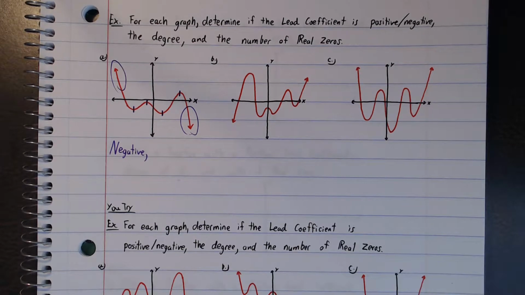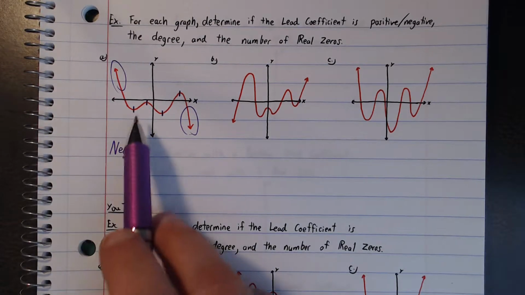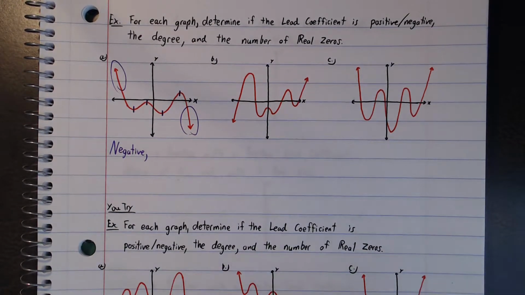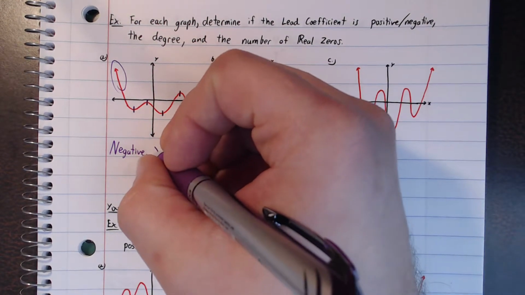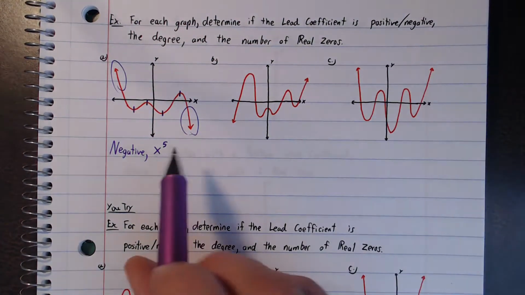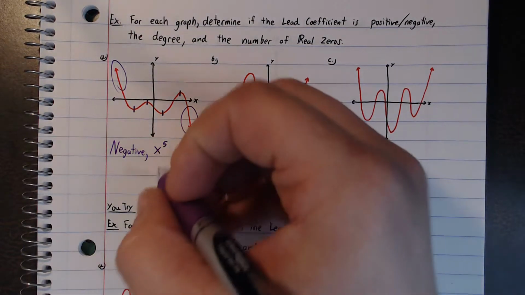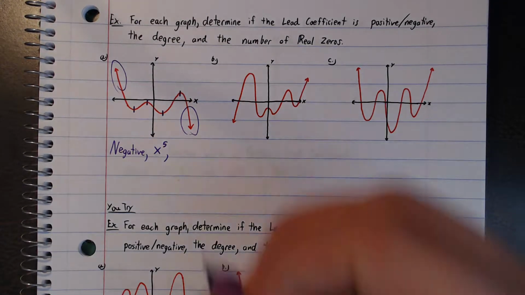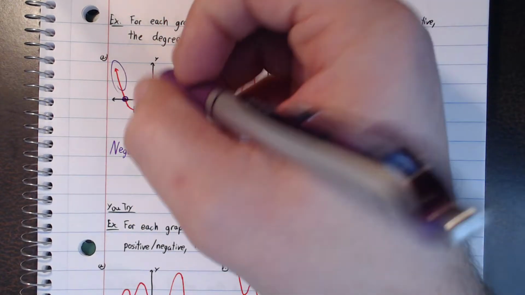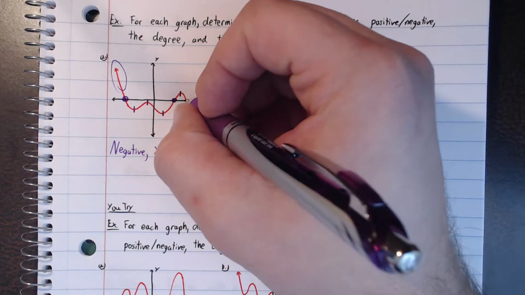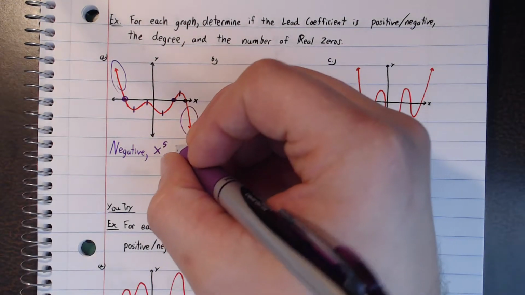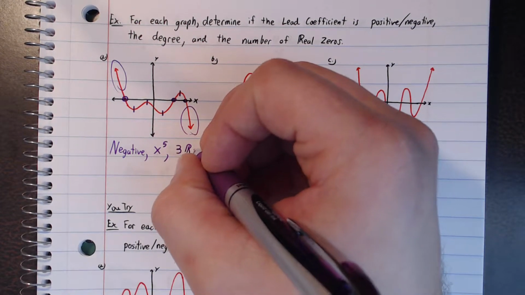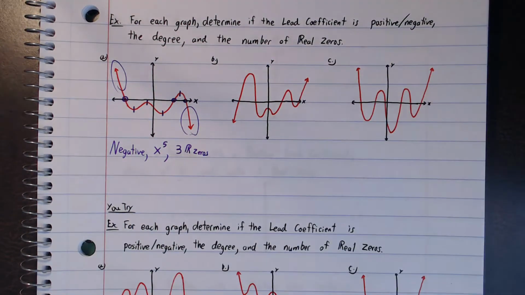Now we had said a moment ago that the degree is one more than turning points. So if there's 4 turning points, that means I have a degree of 5. So we'll write that as x to the 5th, right? That's our degree that we have here. Last thing they ask for is the number of real zeros. Well, it's just how many times it hits the x-axis. I see it hit once here, a second time here, and a third time here. So we have 3 real zeros or roots, however you would want to call them.